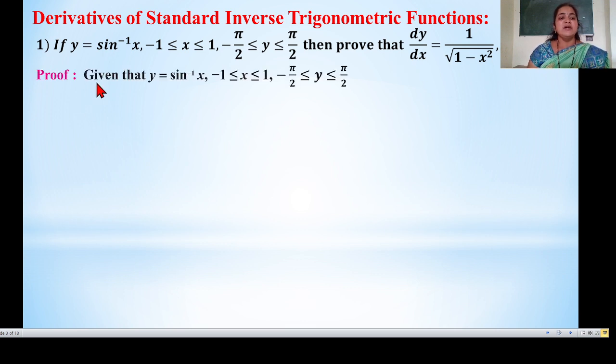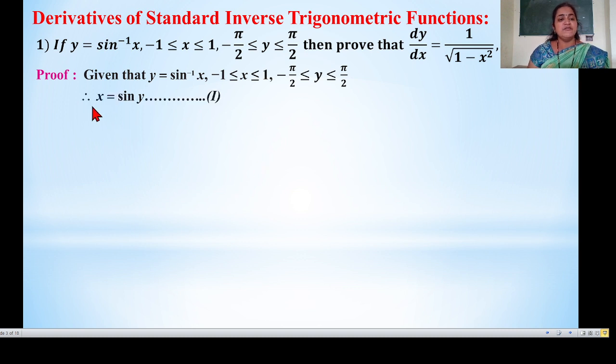So let's start the proof. Given that y is equal to sine inverse of x, minus 1 is less than or equal to x is less than or equal to 1, minus pi by 2 is less than or equal to y is less than or equal to pi by 2. So this is the condition for the x and y variables. Now, how to find the derivative of y is equal to sine inverse x? First we convert x in terms of y, and then we find the derivative of x with respect to y. Then we apply the derivative of inverse function formula, which is dy by dx is equal to 1 upon dx by dy.